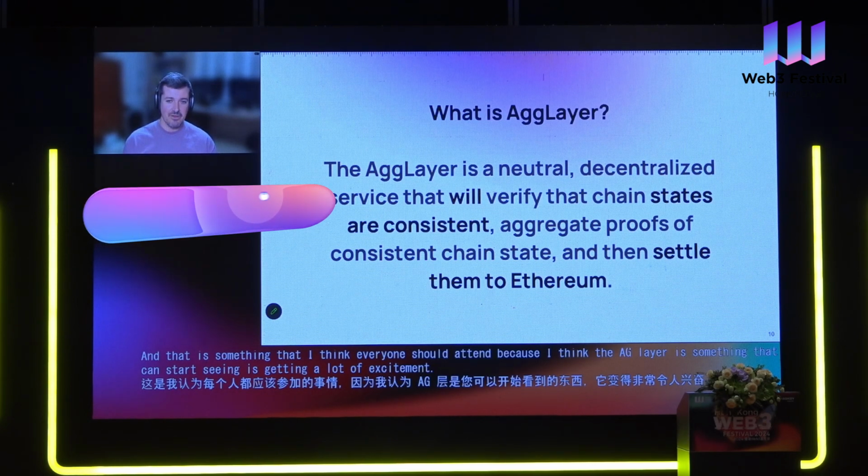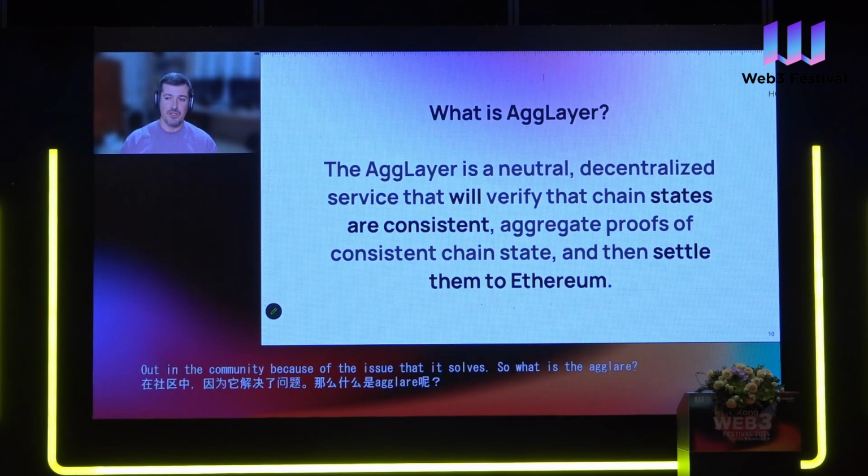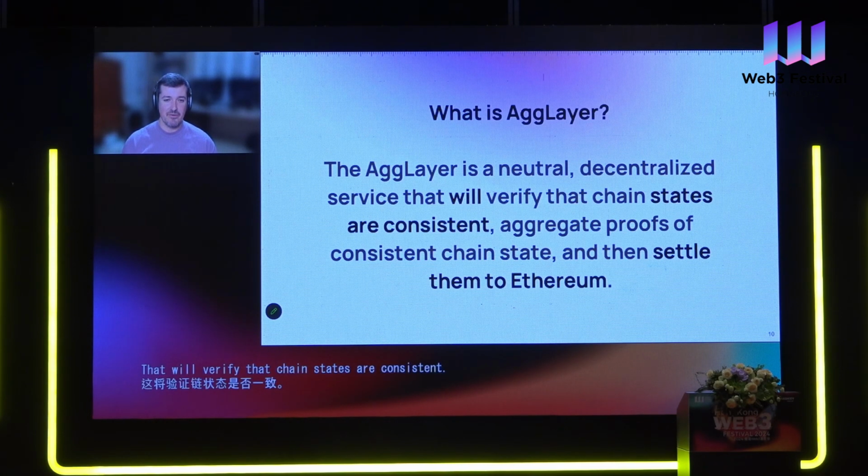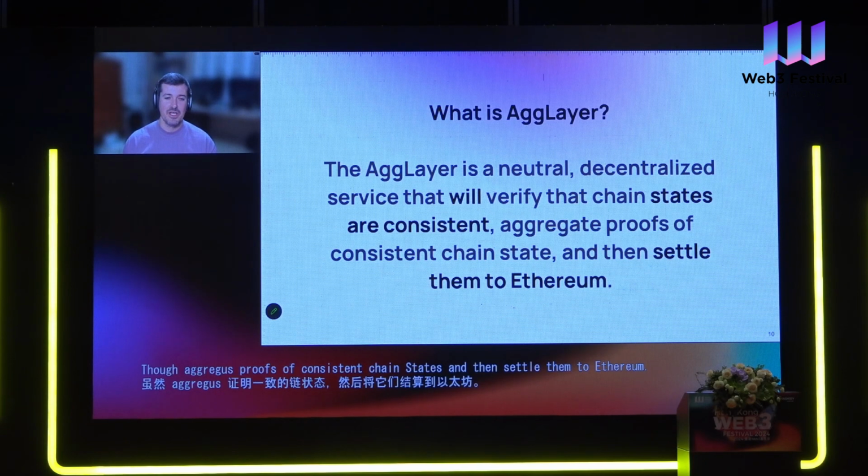So what is the AG layer? Ultimately, the AG layer is a neutral, decentralized service that will verify that chain states are consistent. They'll aggregate proofs of consistent chain states and then settle them to Ethereum. So what does this mean in plainer language?